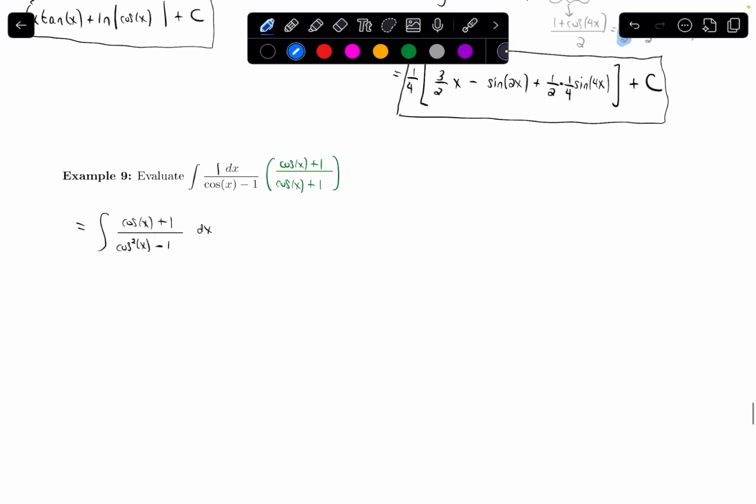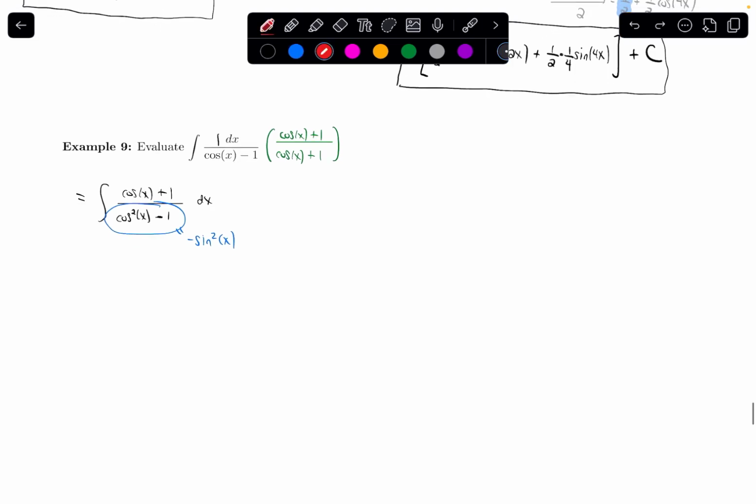Multiplying by this conjugate, when I have a cosine x minus 1 or a sine x minus 1, will give me something like this, a cosine squared minus 1. And I have a trig identity for that. This just becomes negative sine squared x. And that's why multiplying by this conjugate was really nice when I have a cosine x minus 1 or a sine x minus 1. At this point, I have an integral that's much easier to handle.